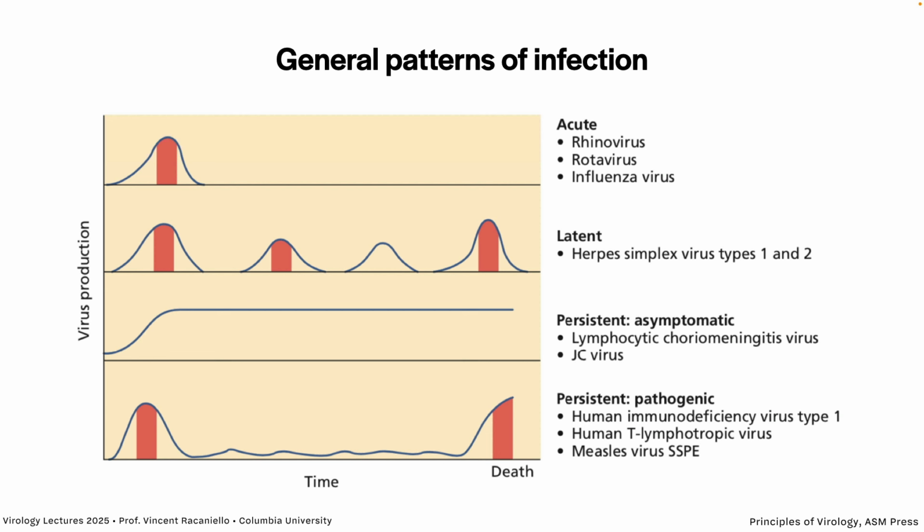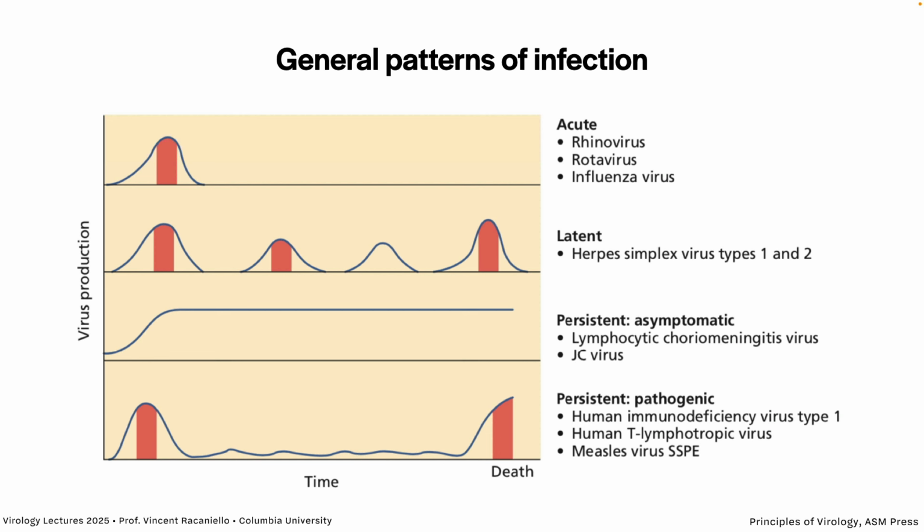And what we're looking at is virus production on the y-axis and time on the x-axis. And so the top one is an acute infection where the disease is shown in red. It's a defined period of disease. It doesn't have to be short, it's just defined. And also a defined period of virus shedding, which is shown in the blue curve. Rhinovirus, rotavirus, influenza virus, SARS-CoV-2, many poliovirus, many examples of acute viral infections.